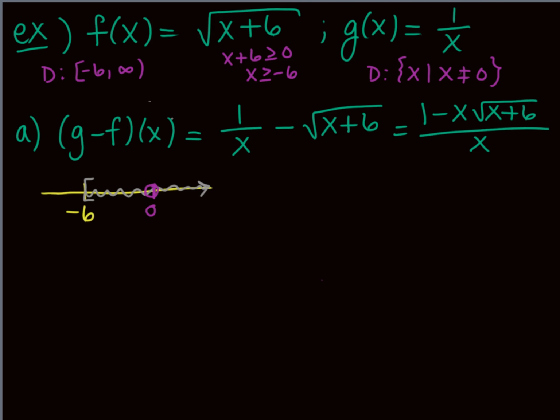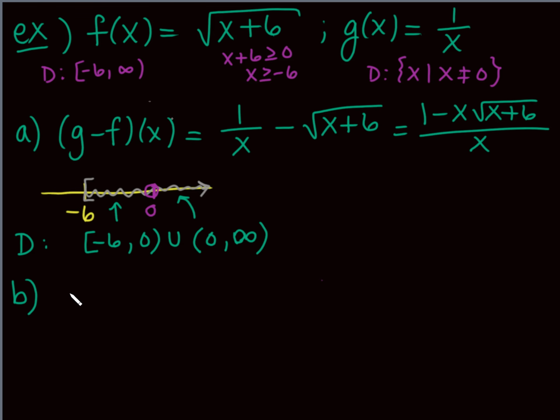So when I'm talking about my domain, what I need to consider are these two intervals. I need to consider this interval right here, which is -6 to 0, not including 0, and then union, right, this interval here, which is going to be 0 to infinity. I hope that makes sense. I got to take that 0 out because, again, 0 is not invited to the party.